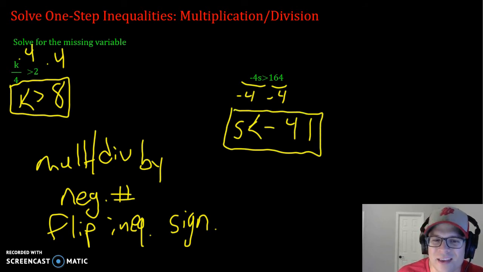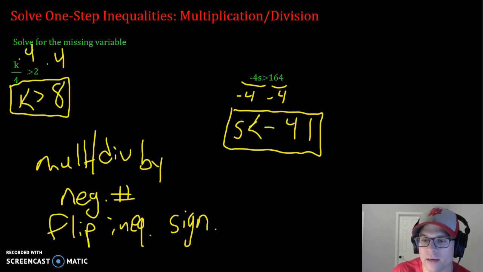All right, so that's really the only thing different you have to worry about when solving for these, is only with a negative number, and it's only with multiply and divide. If you're adding or subtracting by a negative number, that does not change the direction of your inequality symbol. It's only when multiplying or dividing.